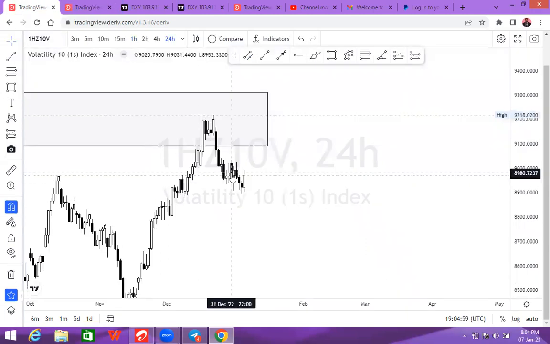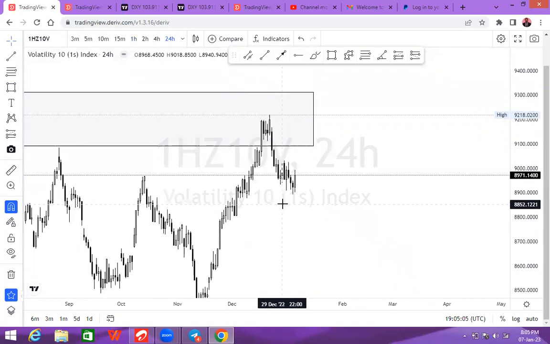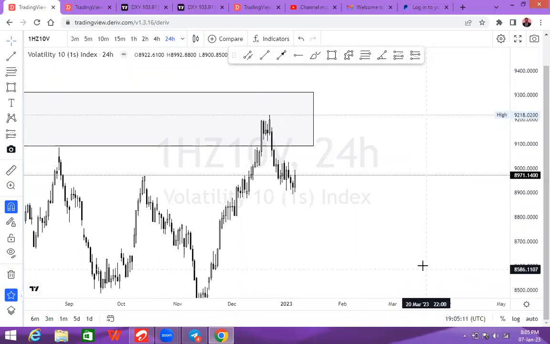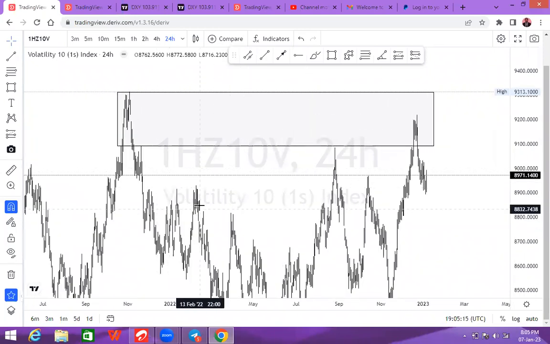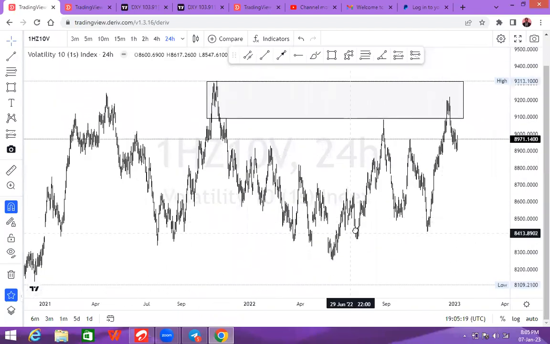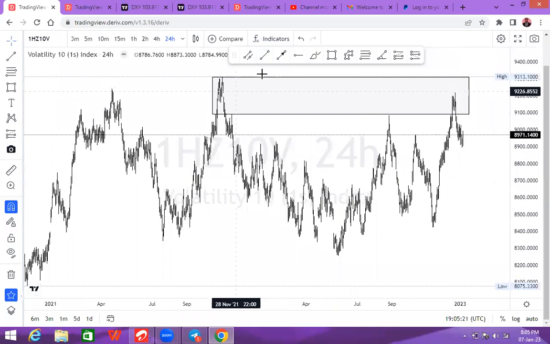So I'll go on and share the three assets we're looking at. The first was VIX 10 1S. I think I dropped this in the general group. It was a long view we had on VIX 10 1S. Now this is the daily chart. Remember we had VIX 10 1S trading in this zone.